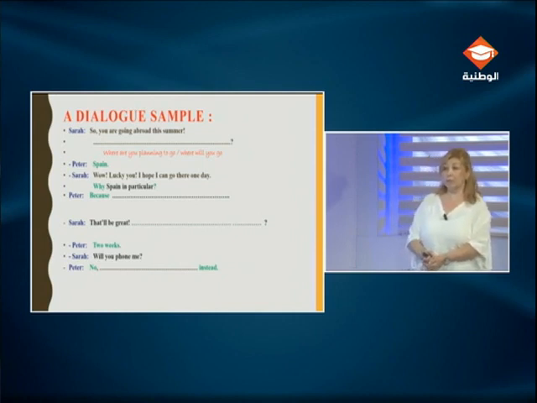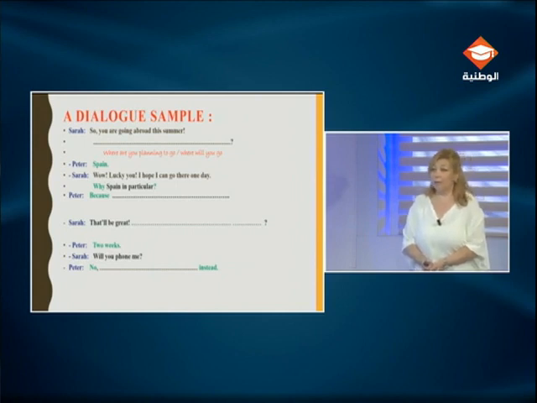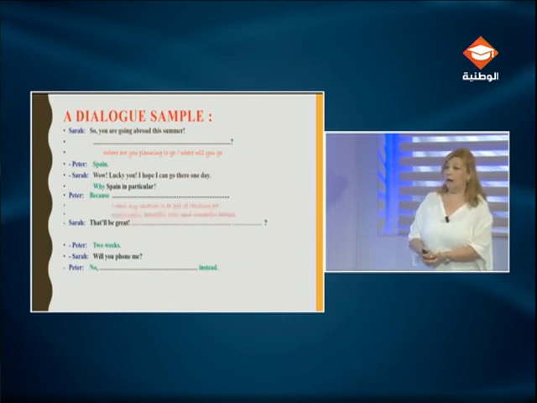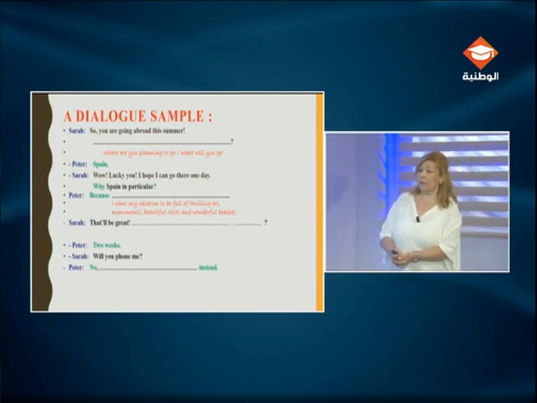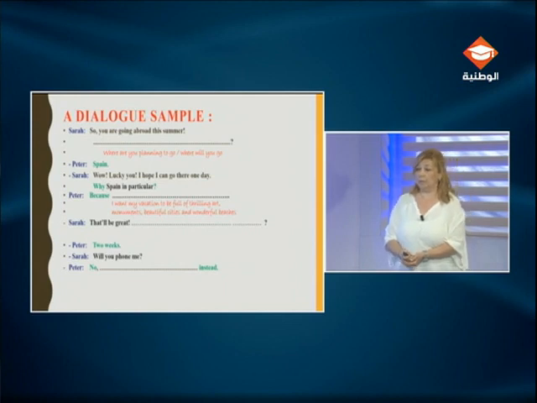And Peter answers, "Because." Therefore, we understand that for this answer, we need a sentence. We don't need a question. We need an affirmative sentence. And we have to give a reason why he has chosen Spain. Because I've always loved to visit Spain. Because Spain is famous for its beaches. Because I want my vacation to be full of thrilling art, monuments, beautiful cities, and wonderful beaches. Then Sarah answers, "That will be great."